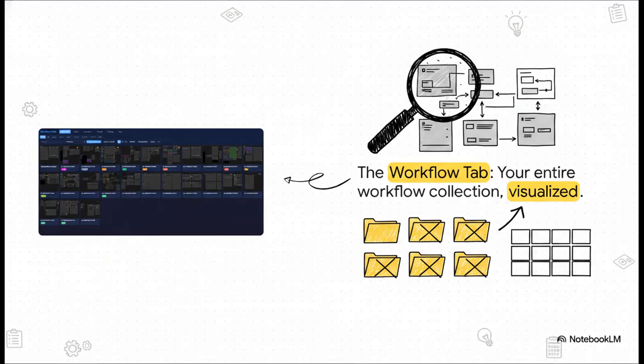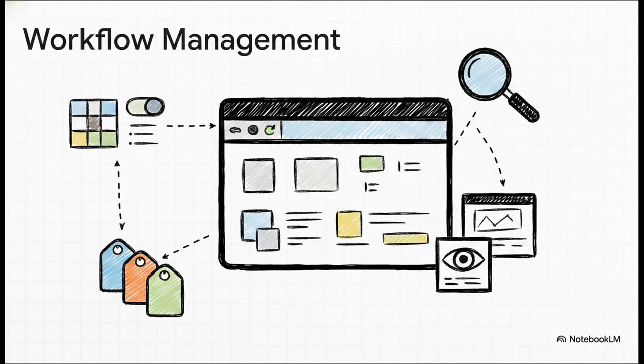First up, the Workflow tab. This is probably where you live, right? Forget about sifting through endless file folders. This thing gives you a beautiful visual browser of your entire collection, so you can actually see everything you've got at a glance. But it's not just about looking pretty. You can switch up the view however you like. Thumbnails, info cards, or a super detailed table view.